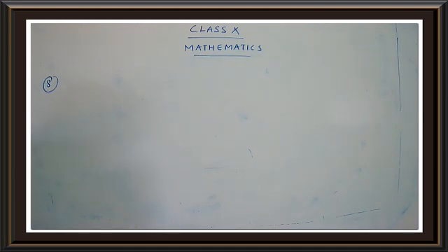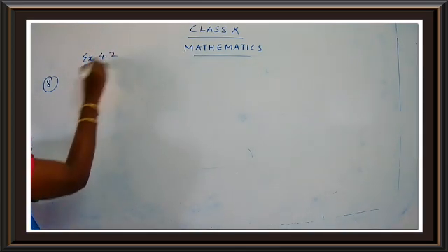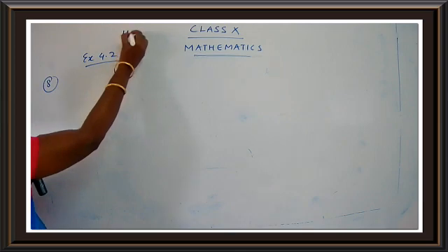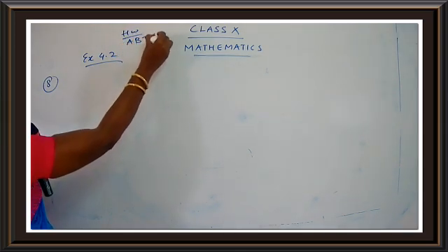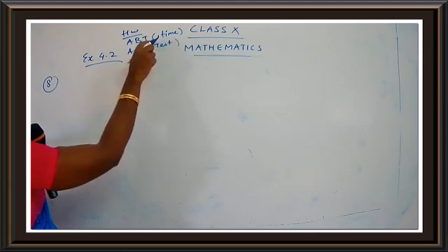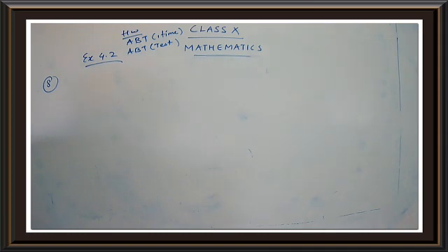In triangle ABC, AD is the bisector of angle A meeting side BC at D. If AB is 10 centimeter, AC is 14 centimeter, and BC is 6 centimeter, find BD and DC. Okay, so one time homework, one time test. ABT means angle bisector theorem. Don't ask what is ABT. Angle bisector theorem.